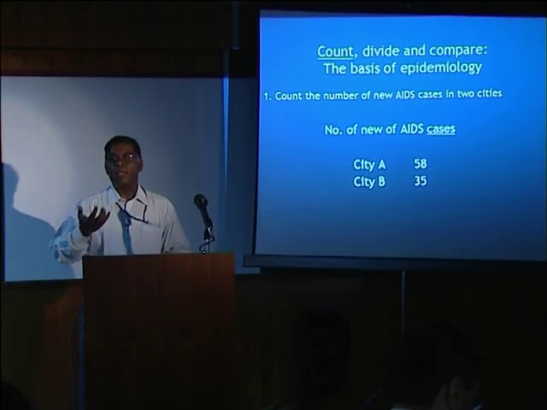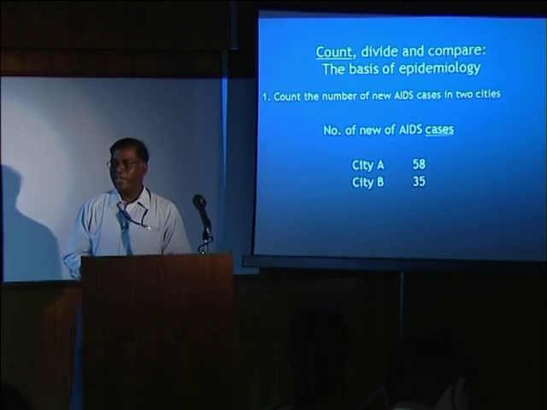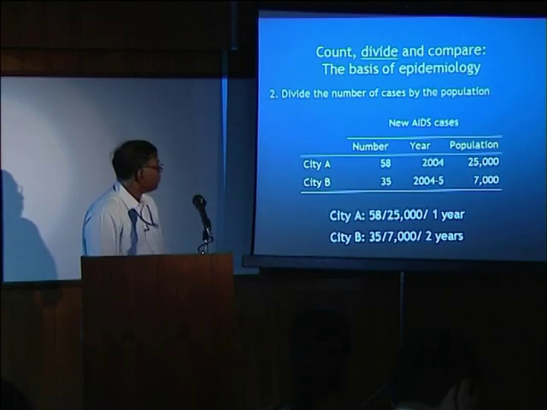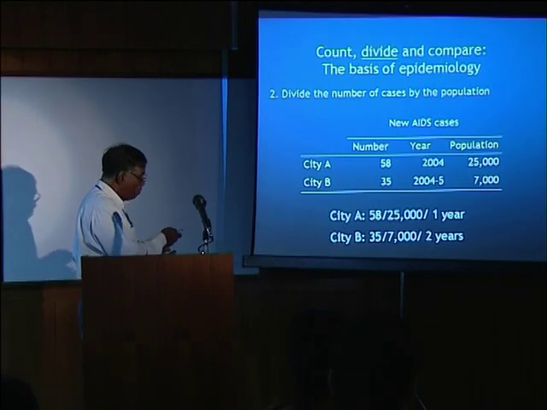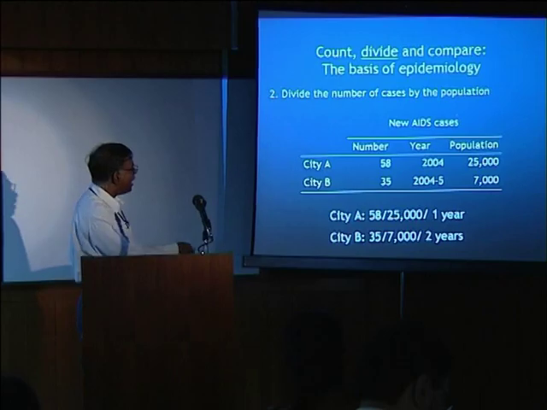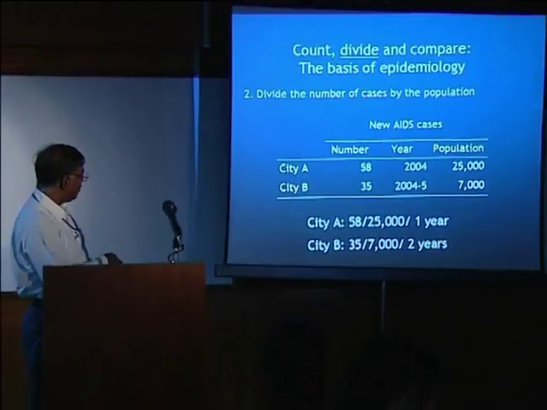Count. You can't say whether AIDS is a bigger problem in this place or that place unless you have denominators. So the next thing we need is something to divide the number of cases by: the population. So I need some idea of the population to get more details about this event. If I divide, then I get 58 cases per 25,000 population per year in city A, whereas in city B it is 35 cases per 7,000 population for 2 years.